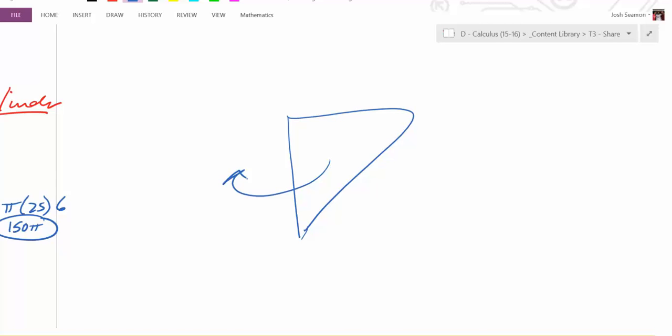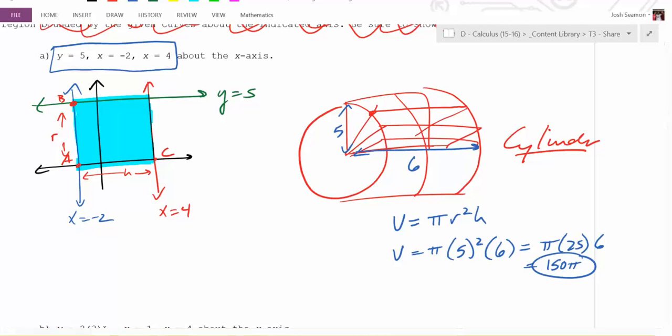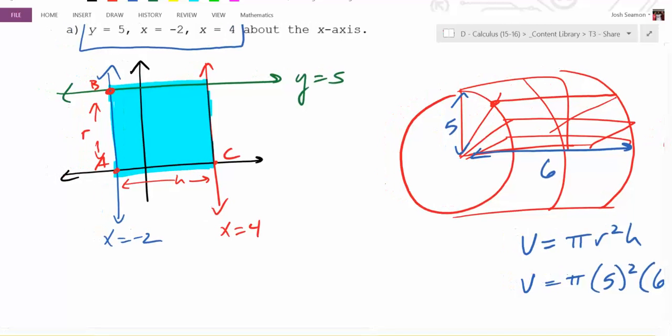If you slice something with parallel slices and all you get is circles, it's a rotational solid. So what we're going to learn is how to find the volume of those rotational solids. This one was really nice because it created a shape we already know. What shape did it create? A cylinder.